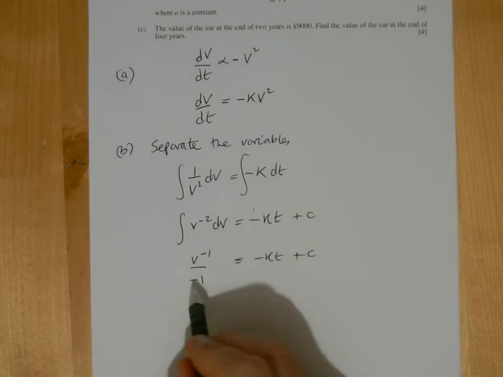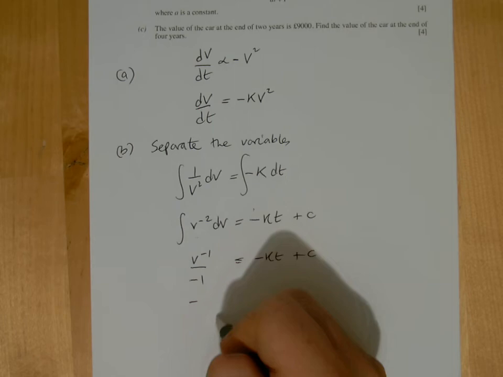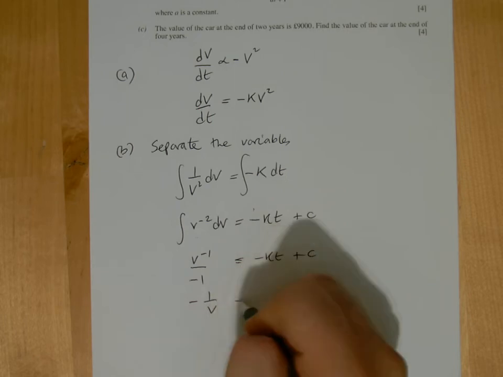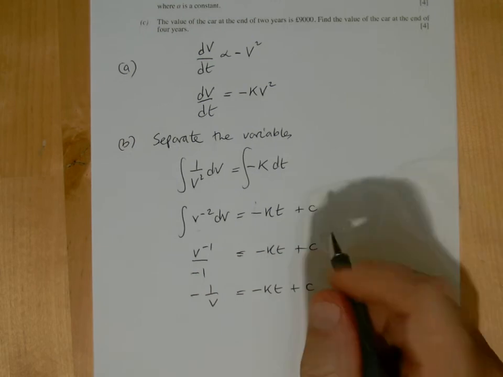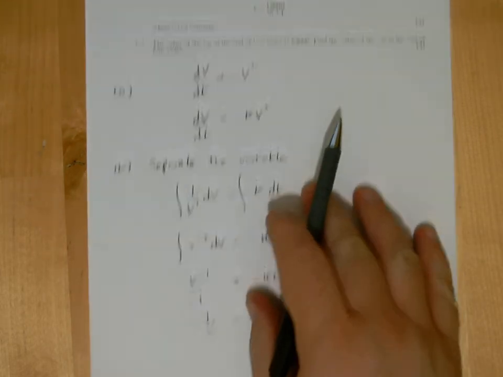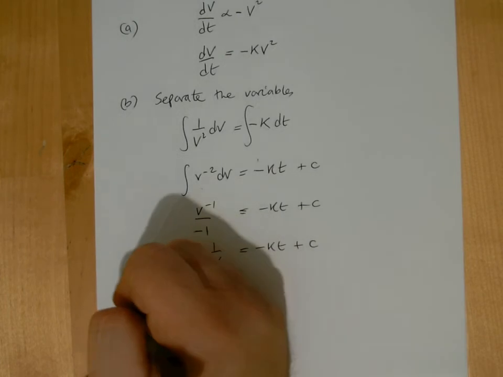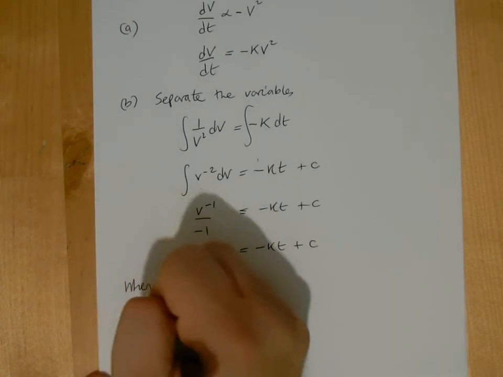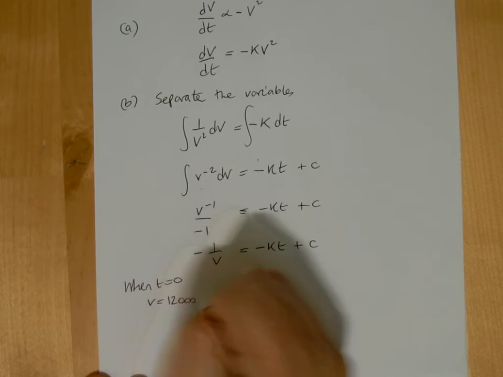Let's just rewrite this a bit nicer. Minus 1, so put minus in front. And because the power is minus 1, take it down. So 1 over v is minus kt plus c. Then we can think about the conditions they give us. They say, given that v is 12,000 when t is 0, let's just use that. When t is 0, v is 12,000.